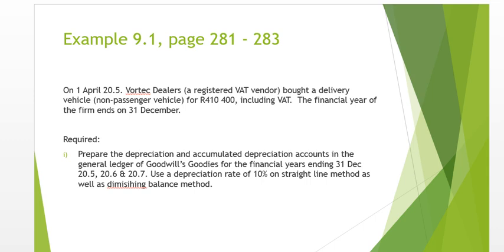So on the 1st of April 2005, Vortex Dealers, a registered VAT vendor, bought a delivery vehicle, so a non-passenger vehicle, for 410,400 including VAT. The financial year of this firm ends on the 31st of December each year.